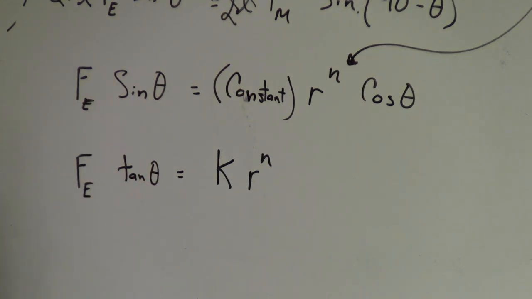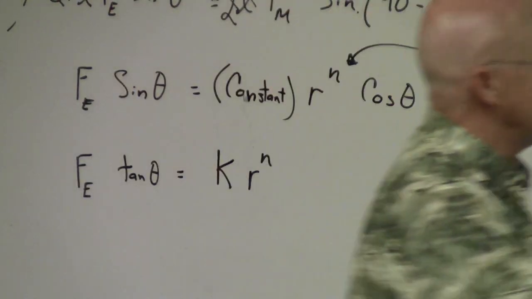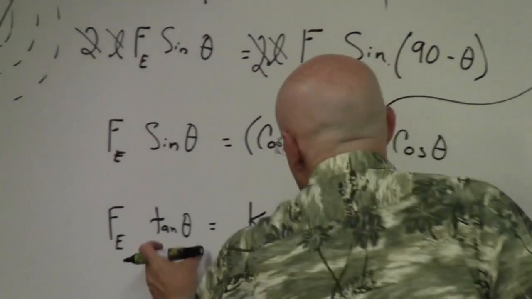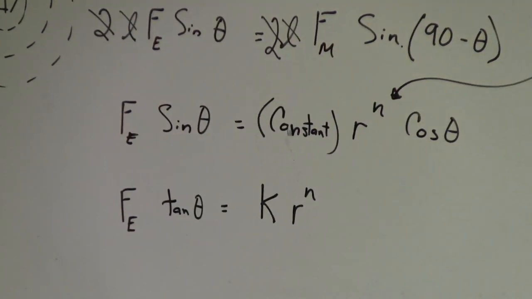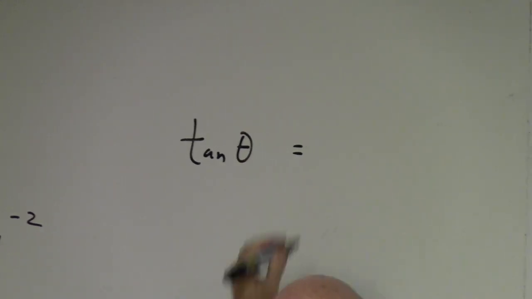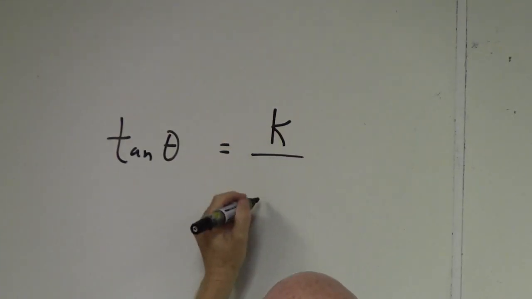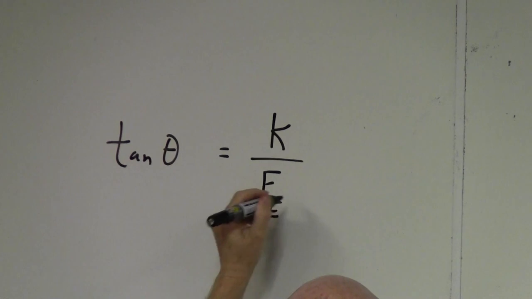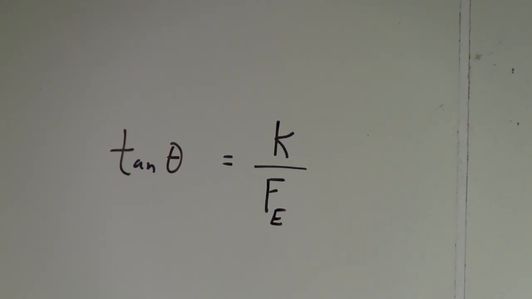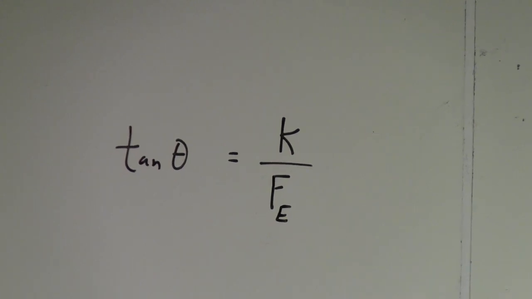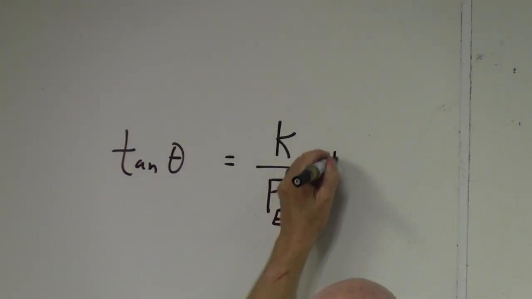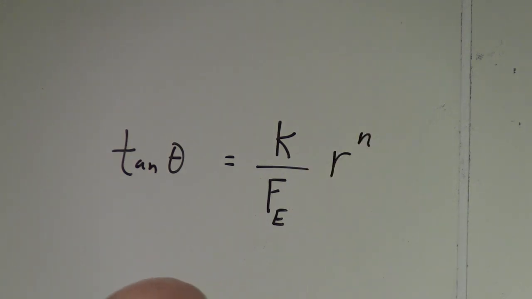Then your author says, watch this little fun and tricky math. Oh, let me erase this. Is if you leave tangent theta alone here, so tangent of theta, and you put the constants over the other constant, so this is an unknown constant, and we'll divide it by the force from the Earth, which we'll reasonably assume is still a constant. And then you have r to the n.